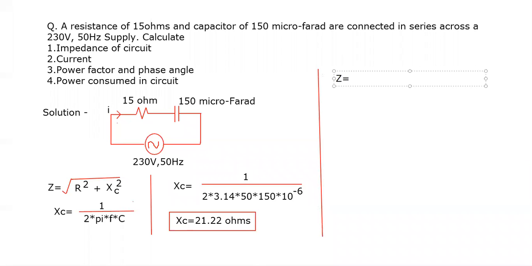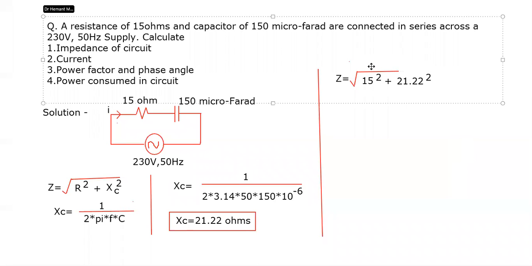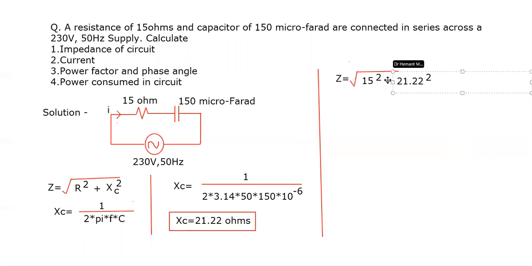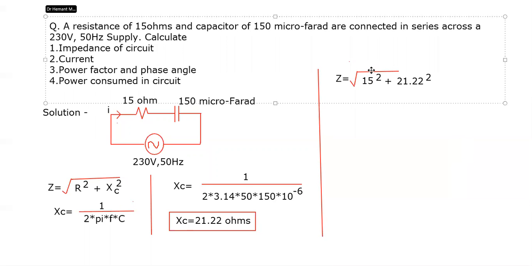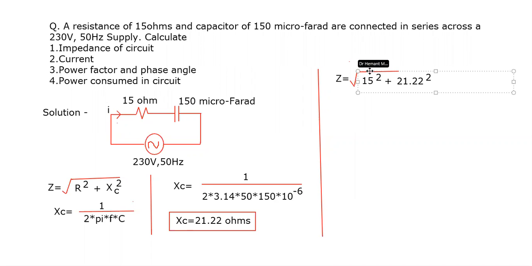For Z, Z is equal to under root of, we know the value of R is 15 square plus the calculated value of XC, 21.22. Here also there is a square. Excuse me, this whole thing will be inside the root.